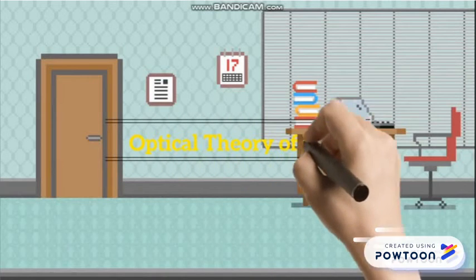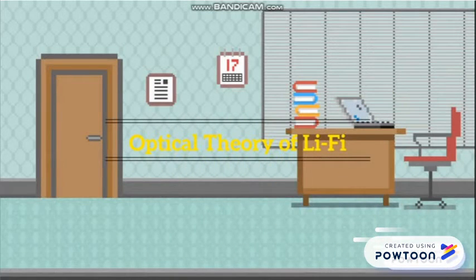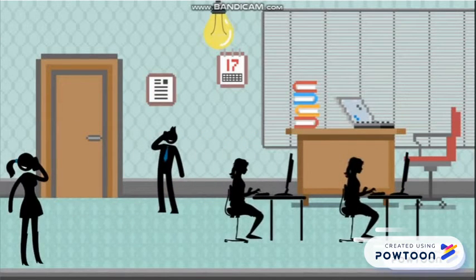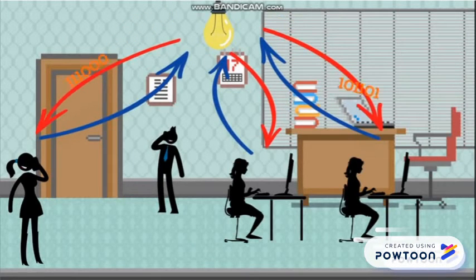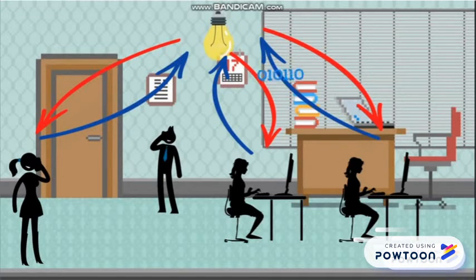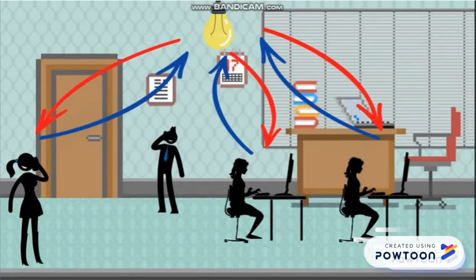Now, let's discuss the optical theory behind the technology. LiFi requires a light emitter and a light detector. Light signal will be modulated with data stream and transmitted through the air. The transmitted signal will be received by light detector, which converts the signal back to electrical signal for further process in order to obtain the original data stream.